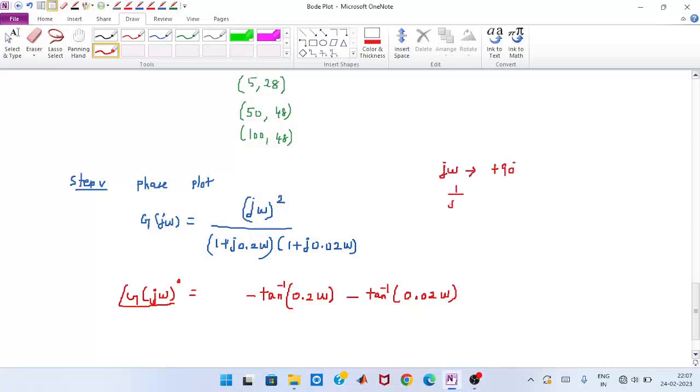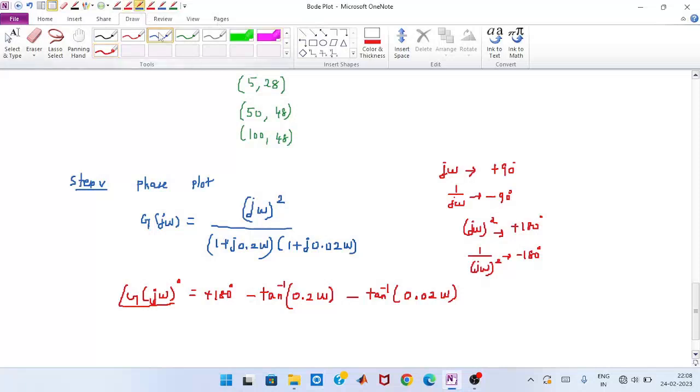Similarly, the term 1 by j omega will induce the phase of minus 90. And if there is a term like j omega the whole square, that will contribute plus 180 degrees. Similarly, if it is in the denominator, 1 by j omega the whole square, then it will contribute minus 180 degrees. So here we have j omega square in the numerator, so that will contribute plus 180 degrees. So this is the phase equation.